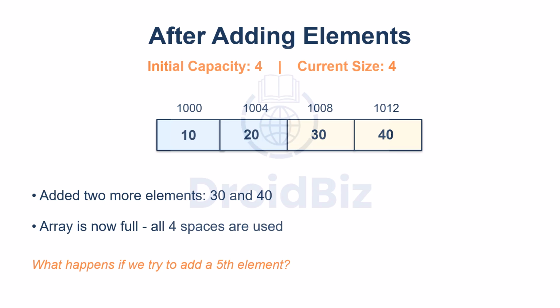But here's an interesting question. What happens if we try to add a fifth element? We don't have any more space in our current memory location. This is where the magic of dynamic arrays comes in. In the next example, we'll see how the dynamic array automatically handles this situation by resizing itself to make room for more elements. This automatic resizing is what makes dynamic arrays so powerful and flexible.